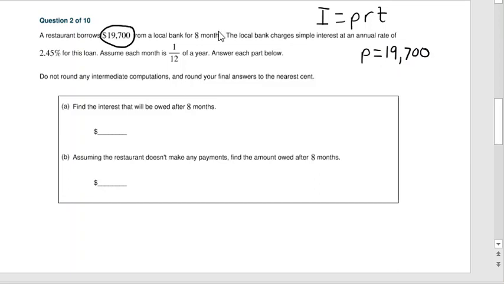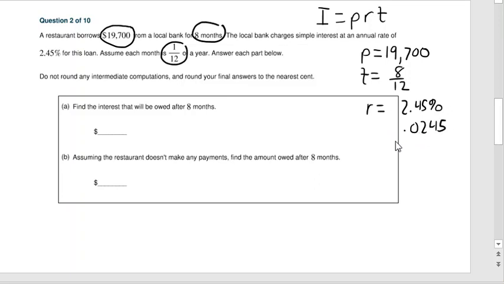That's our P. From a local bank for 8 months, and we need to assume each month is 1/12 of a year. And so for our time, we're going to say 8 months out of the 12 months. This is the time in years. It's 8 out of 12. And then the R is 2.45%. But to remove the percent, we want to divide this by 100. So we get 0.0245 for the R.